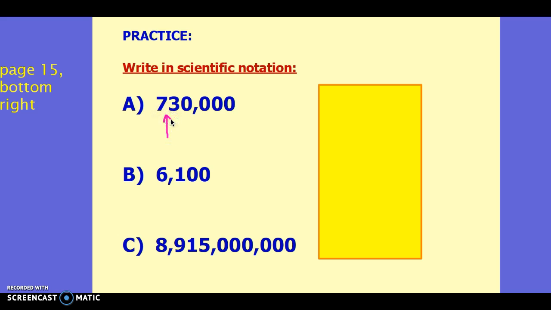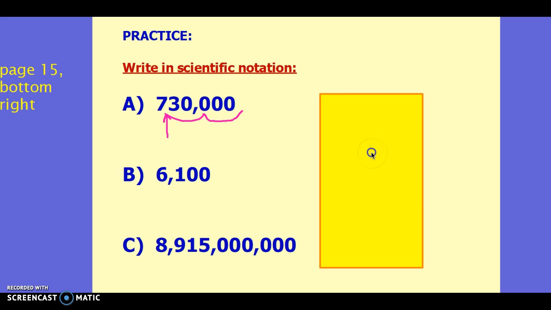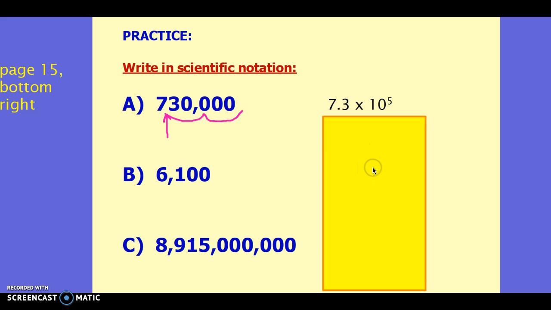Then I would have 7.3. Now we have to see how many places we moved the decimal point to get to that spot. So this would be 3, and then another 2, so that would be 5 spaces. So my answer would be 7.3 times 10 to the 5th power. Now you try the next 2, hit pause, and hit play when you are ready.